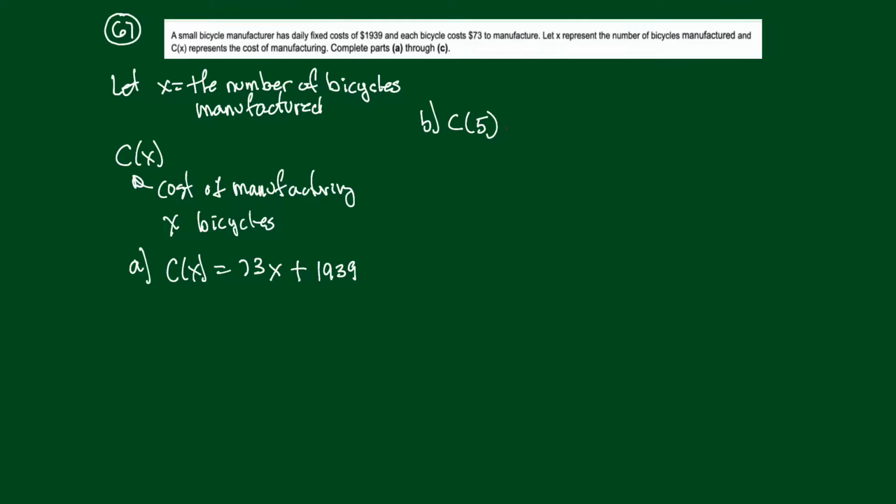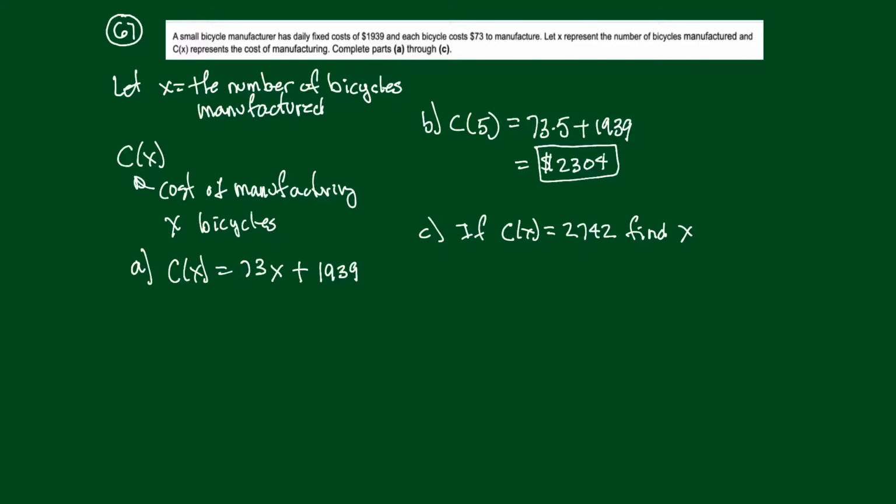So C of 5 is going to be 73 times 5 plus 1939. Right, I did that on my calculator, and I got 2304. Okay, 2304. So that's the total daily cost of producing 5 bikes. Part C says this: what if you're given the cost? Right. So at the end of the day, you see that the cost is $2742. How many bikes did you manufacture?